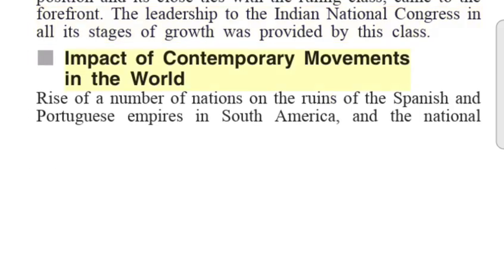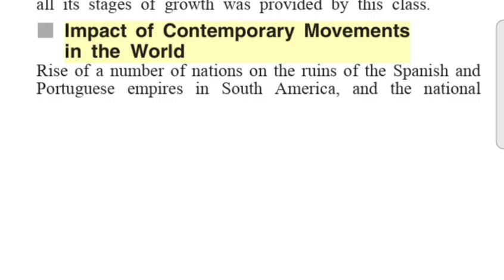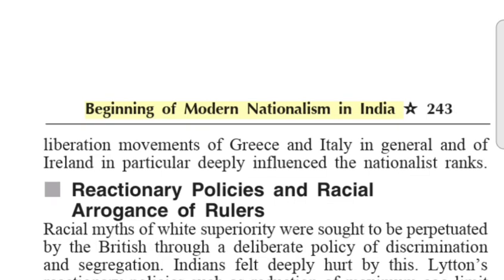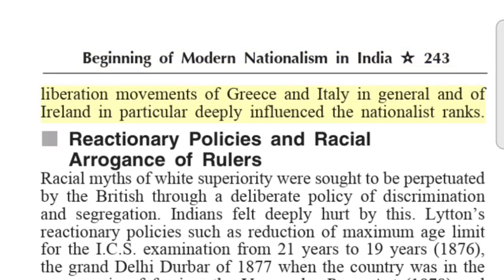Impact of contemporary movements in the world. Rise of a number of nations on the ruins of the Spanish and Portuguese empires in South America, and the national beginning of modern nationalism in India. Liberation movements of Greece and Italy in general and of Ireland in particular deeply influenced the nationalist ranks.